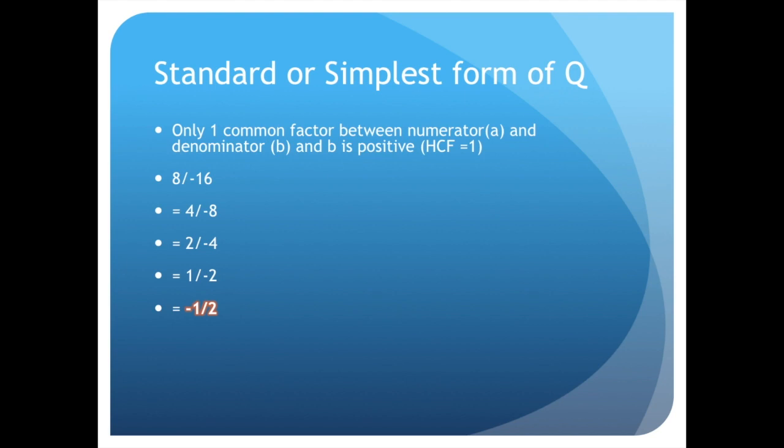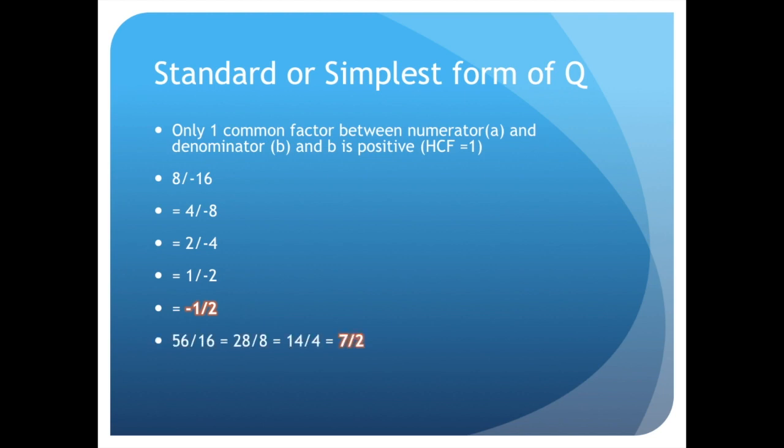From the definition we can also see that the denominator is always positive. So what we do, we multiply both the numerator and denominator by minus 1, so finally it becomes minus 1 by 2. So this minus 1 by 2 is called the standard or simplest form.